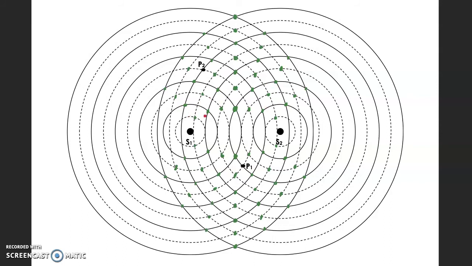Okay, now let's take a look at where the nodes are. So if we look in the middle here again, we're looking for where a crest and a trough are meeting. And we see one of those right here. We've got a crest from S1 and a trough from S2, and a crest and a trough will be destructive superposition or destructive interference. There's a point, there's a point, there's a point.